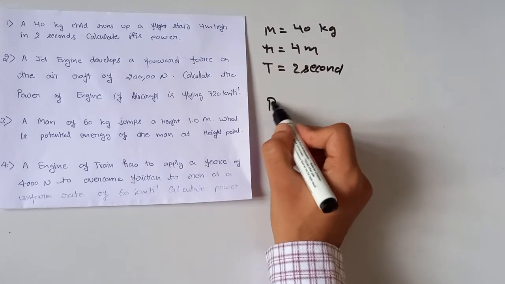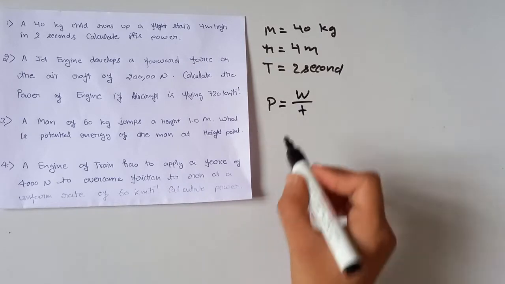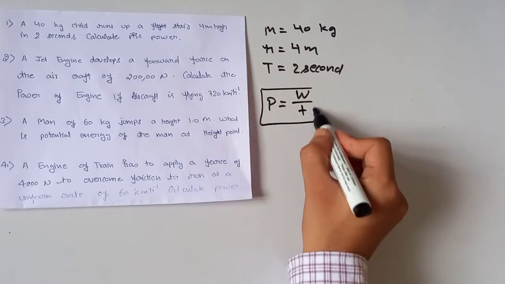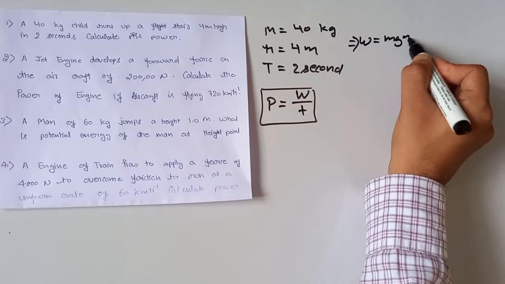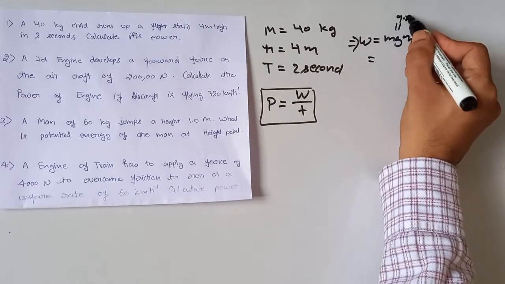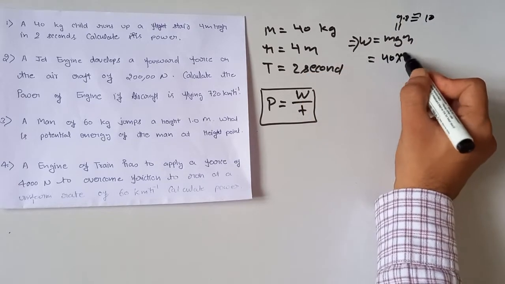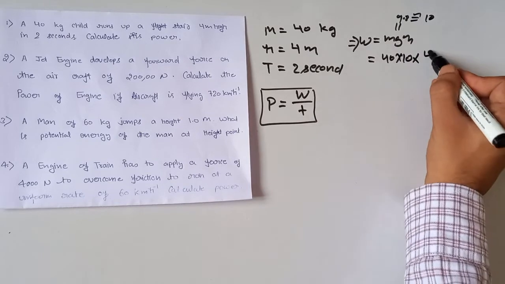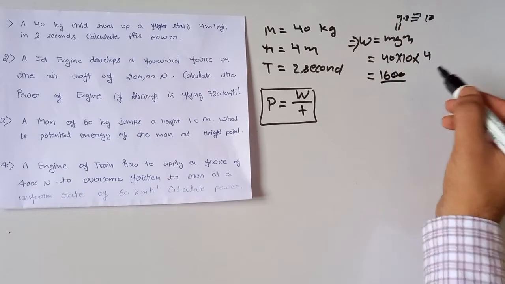We know the formula of power: power is work done divided by time. So here, what is the work done? W is mgh. Here g is acceleration due to gravity, which is 9.8, and we take it approximately equal to 10. Mass is 40 into 10 into height 4 meters, which is equal to 1600 joules.